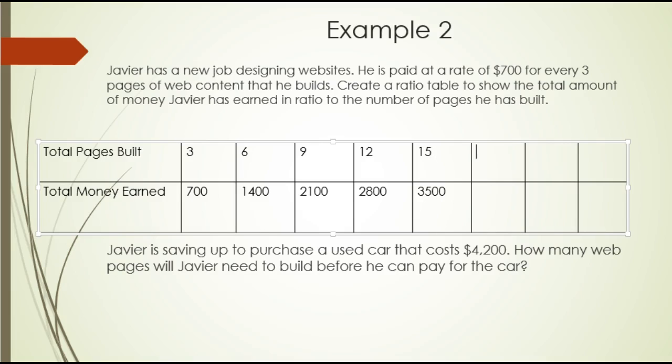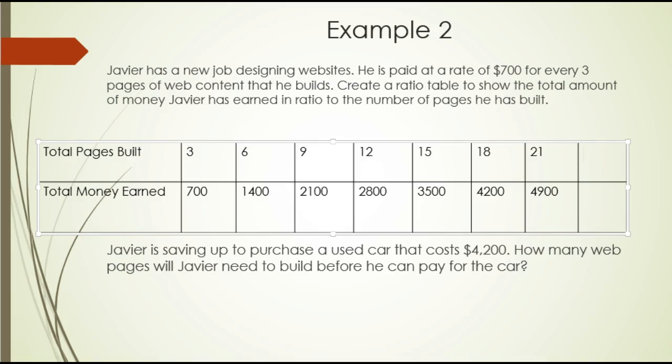We do both numbers by 6. I get 3 times 6 is 18 pages built. And he will have earned 700 times 6 to get $4,200. If I do both numbers by 7, 3 times 7 is 21. And then 700 times 7 gives me 4,900. So if he builds 21 pages, he'll receive $4,900.